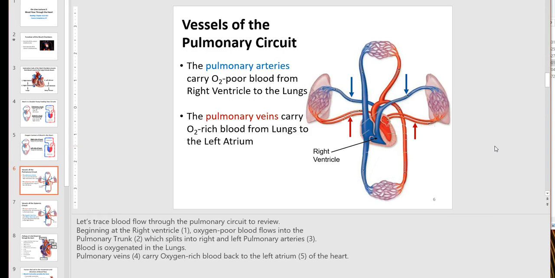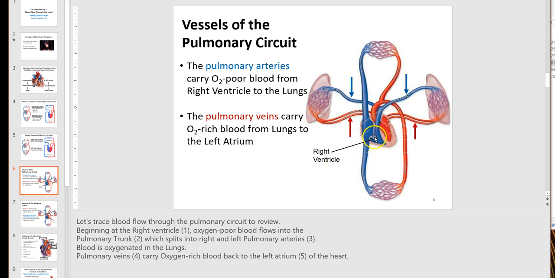The names of the vessels of the pulmonary circuit are not intuitive when you look at a diagram, because we are used to thinking of red as oxygen rich and blue as oxygen poor. That's true, but when we see red, we automatically think artery, and when we see blue, we automatically think vein. It's the opposite in the vessels of the pulmonary circuit.